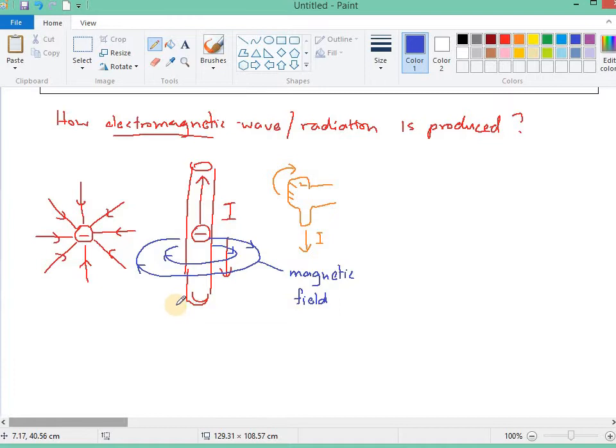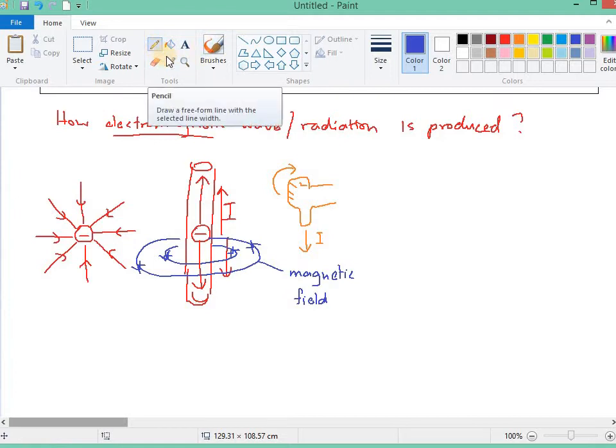And what happens if the electron change direction, flow in the opposite direction? Then the current will flow in the opposite direction. And what happens when the current flow in opposite direction? The direction of the magnetic field will also change.